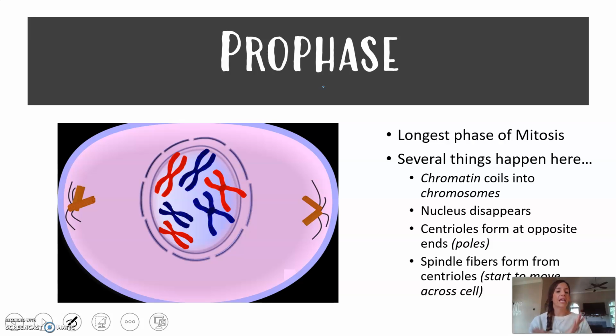So prophase is the longest phase of mitosis. And there's a reason for that, because a lot of things happen here. So the chromatin has to coil into chromosomes. That's super important, right? The nucleus has to disappear. That way the cell can divide and split those chromosomes. And also something called centrioles. They look like little pasta noodles. Those form at opposite ends because the spindle fibers are going to grow out of those. And the spindle fibers are ultimately what helps this process happen.